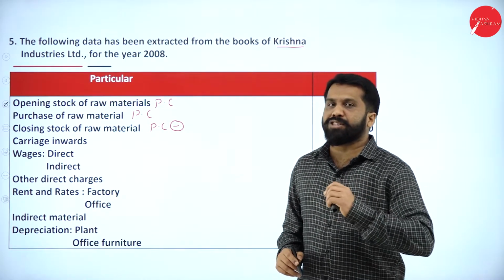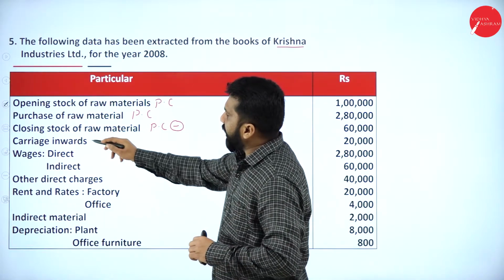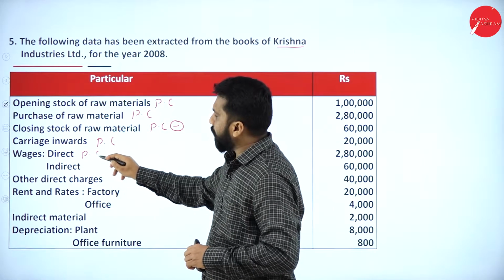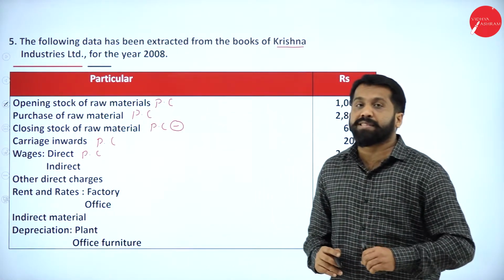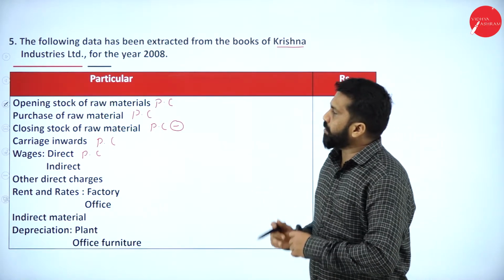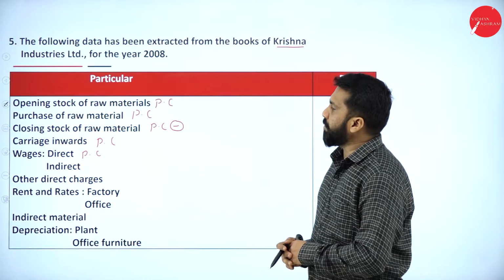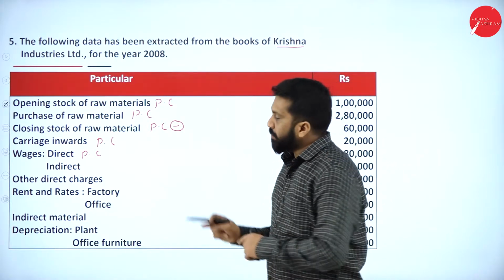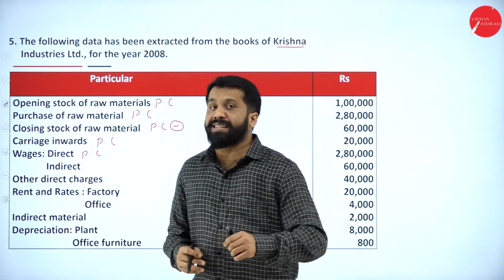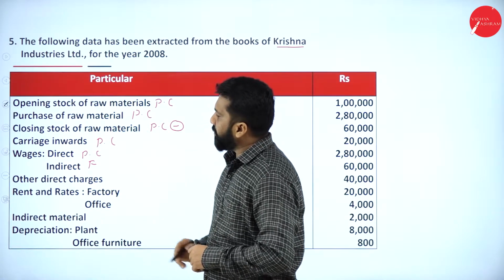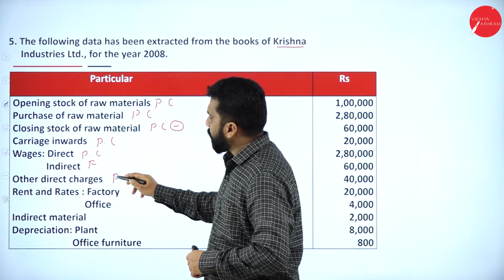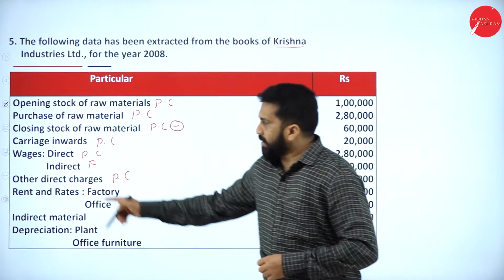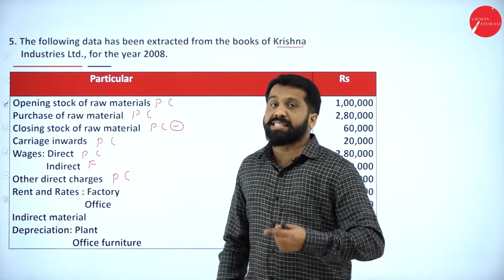Raw material consumed. Up to this we have done carriage inward, prime cost. They have given direct wages, prime cost. Up to this everything comes under prime cost: opening stock, purchase, closing, carriage inward and direct wages. Now, the same wages, if indirect, will come under factory. Other direct charges, prime cost. Other direct charges are nothing but direct expenses. So this is direct wages, this is direct expenses.